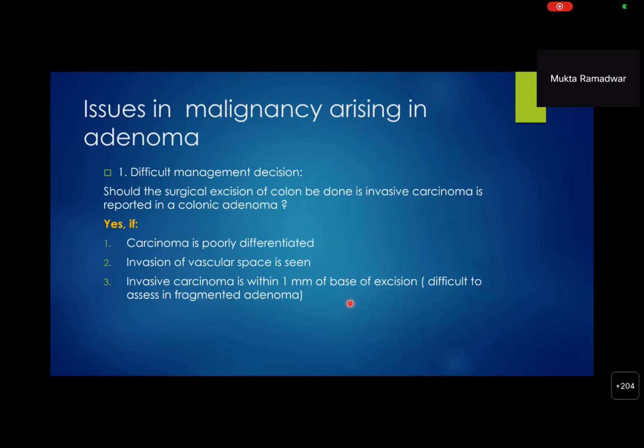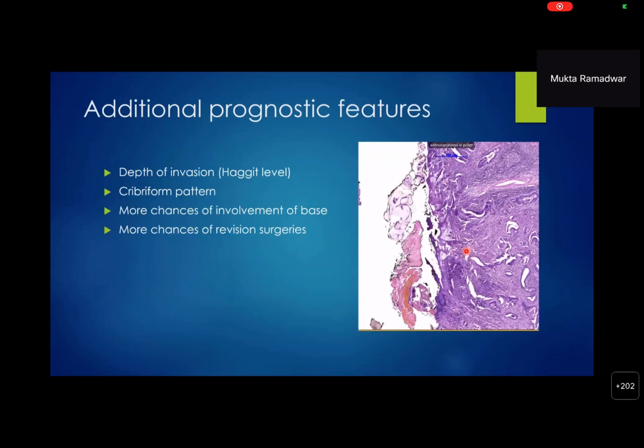Now, there are a lot of practical difficulties in assessment of base of excision. As Dr. Prachi has elaborated a few of them, we face a lot of difficulties where the polyp is fragmented. You don't know where the base of excision is. It is so fragmented that you cannot orient it. In that case, maybe you can just leave it up to adenocarcinoma is seen, but you cannot assess the base of excision. And additional prognostic features present in any adenocarcinoma arising in an adenoma are the depth of invasion and whether there is any cribriform pattern. If these features are present, then there are more chances of involvement of the base and more chances of revision surgeries.